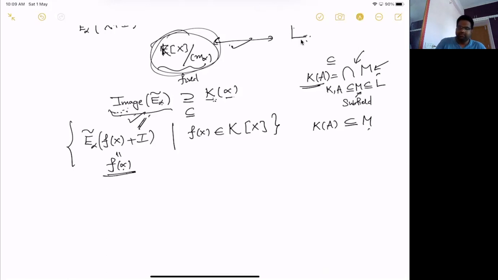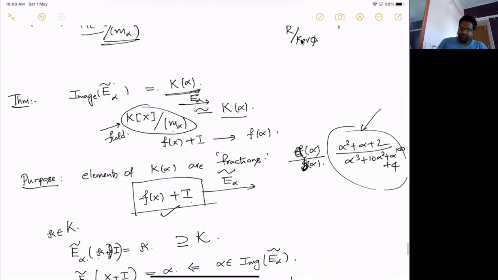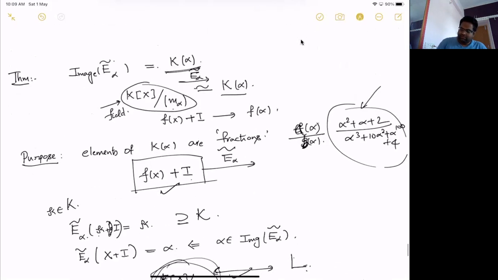It follows that the image of E alpha tilde is equal to K of alpha, the field generated by K and alpha. So the main importance of this theorem, as I said, is this, because you are understanding division in terms of addition and multiplication. So whenever you want to talk about an element of K alpha, all you can do is to talk about an appropriate corresponding element in this left-hand side.